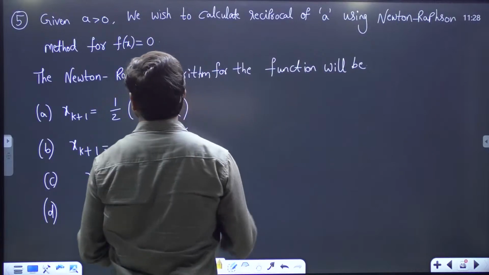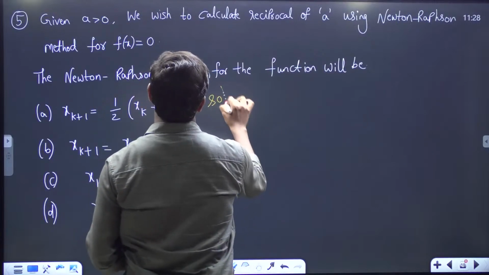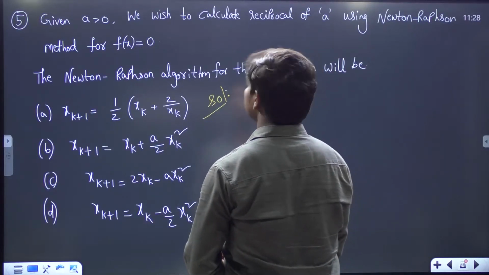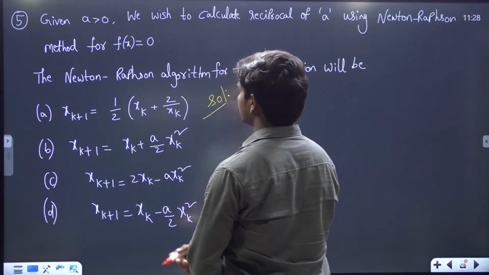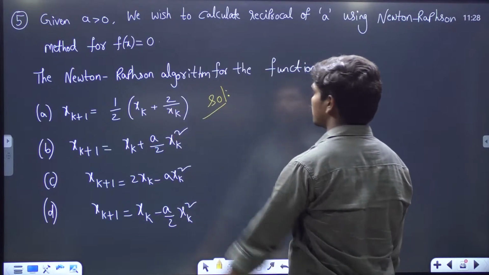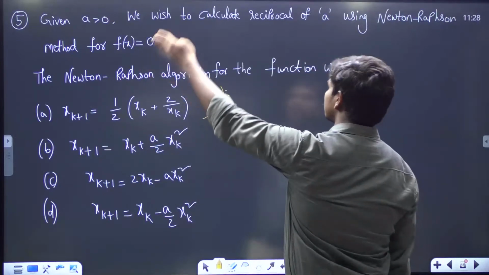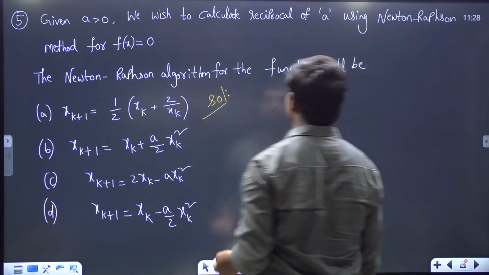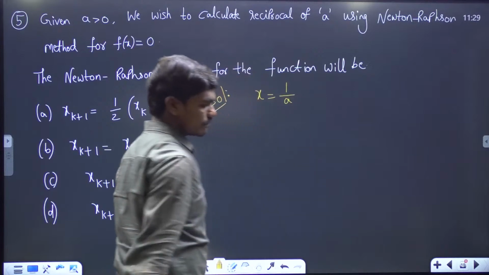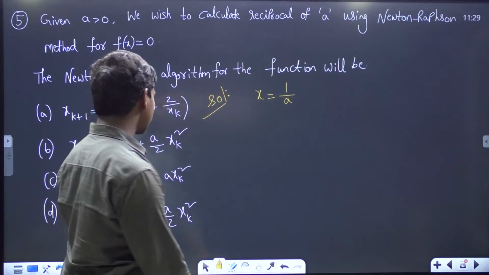Next, solution. We wish to calculate the reciprocal of A using the Newton-Raphson method for f of x is equal to 0. The Newton-Raphson algorithm for the function will be, meaning which of these iteration formulas could give us the value of 1 by A. So x is equal to 1 by A. This is what we have. So please try and tell me the answer.